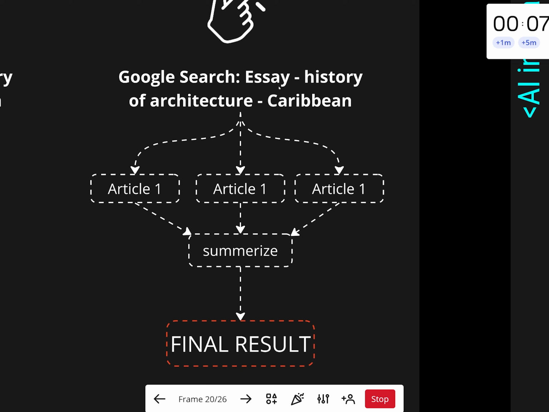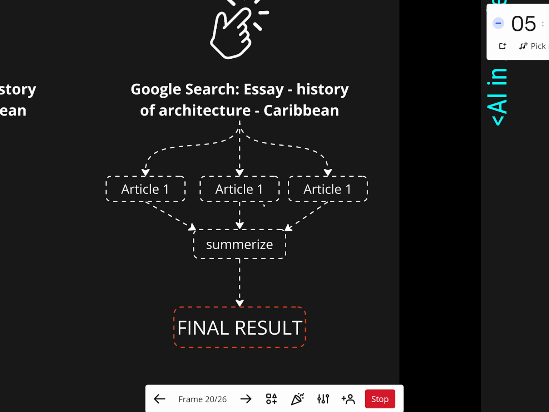So in this case, we say, okay, Google search, essay, history of architecture, Caribbean. Oh, it showed me three different articles, right? Then I had to read article 1, article 2, article 3, and then I summarized it. Then I handed it to the teacher. The teacher looked at it and said, okay, yeah, good, great.